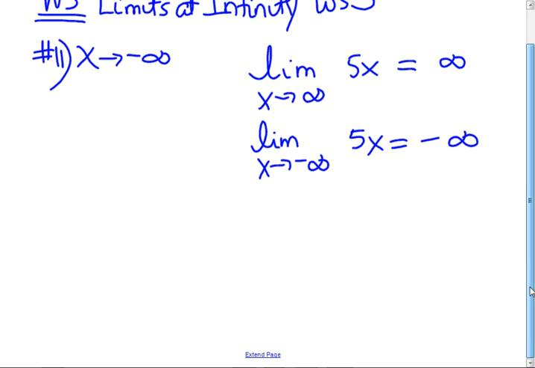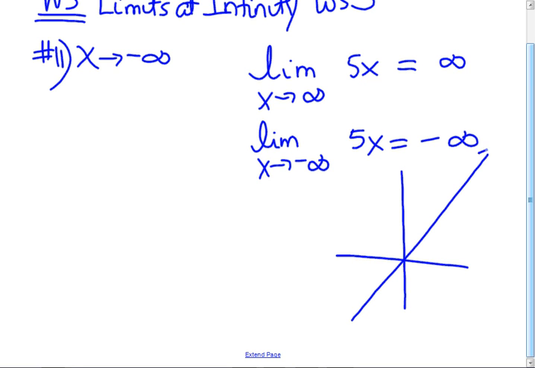Should we graph that? 5x looks like that. Oops, let's go through the origin. As x gets big, this is going up to plus infinity. As x gets small, it goes to negative infinity.